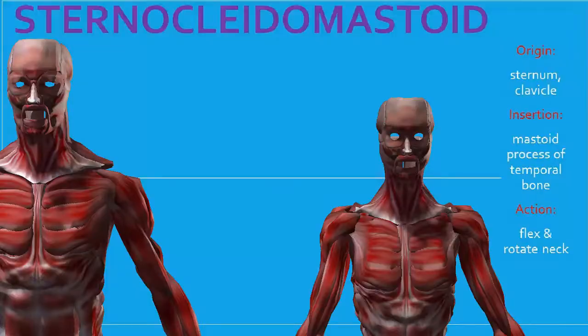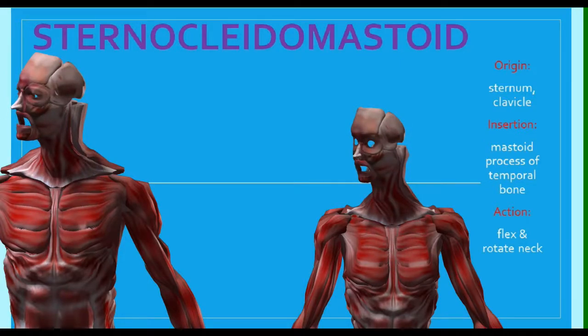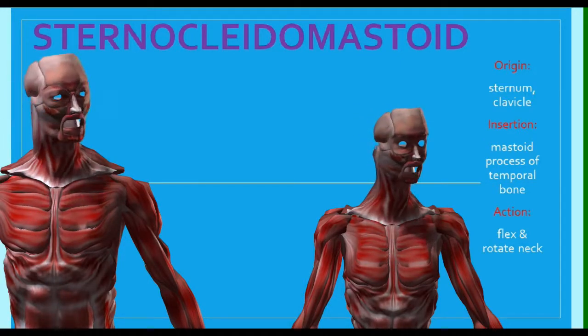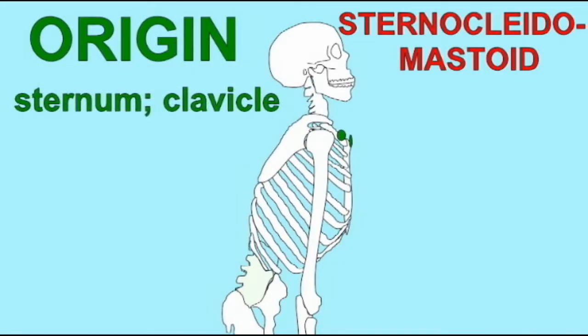The sternocleidomastoid has its origin on the sternum and clavicle and inserts onto the mastoid process of the temporal bone, and its action is to flex and rotate the neck.